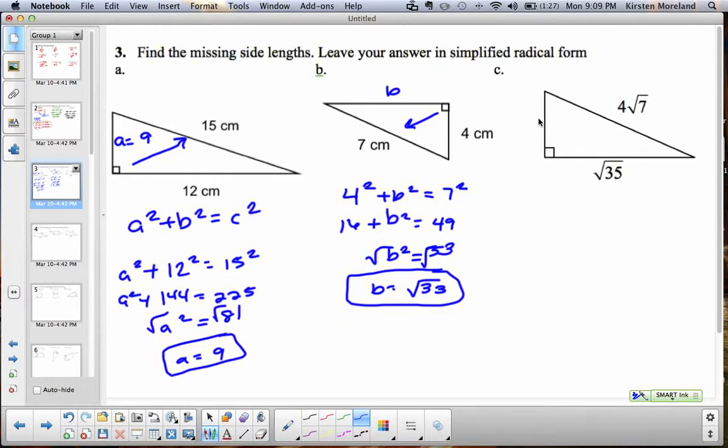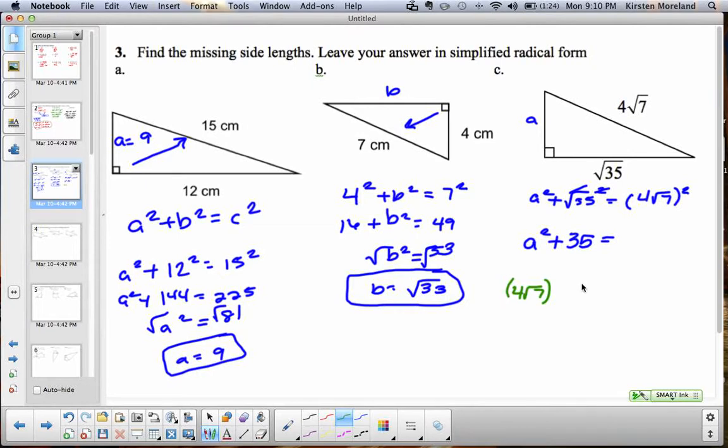Right, and the last one, I'll just call it a again. So I have a squared plus the square root of 35 squared equals 4 square root of 7 squared. So a squared stays. The square and the square root on this one cancel each other out, so I'm just left with 35. And I'm going to do that one off to the side.